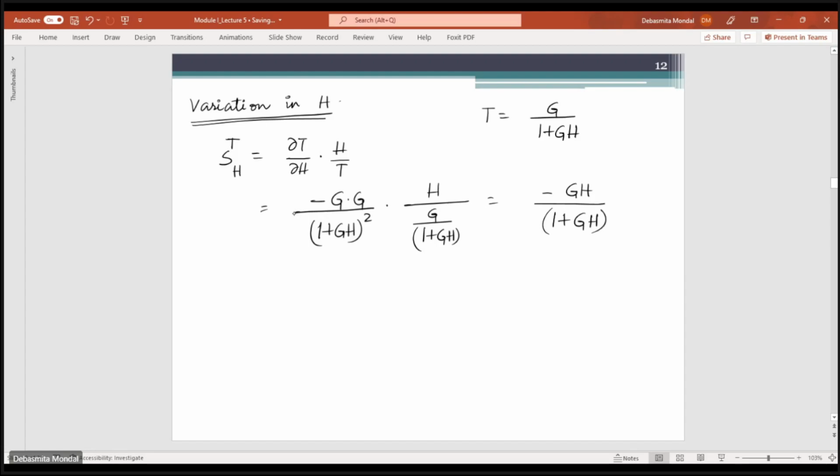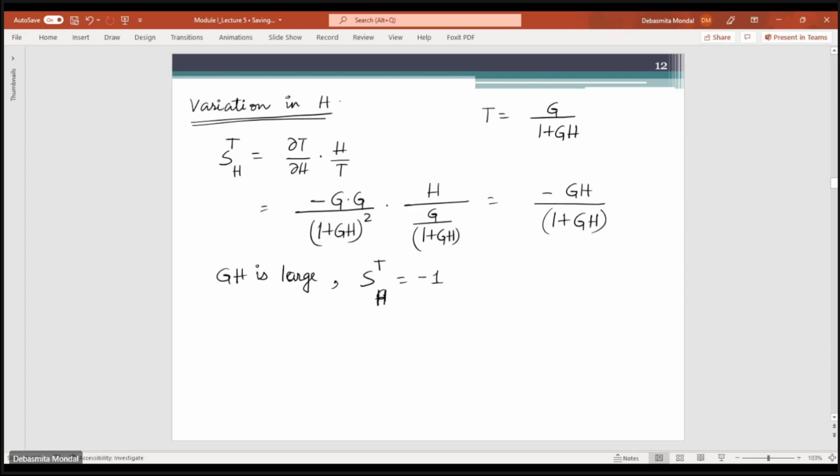Now if the value of GH is very large, then we can ignore the term 1 and say that the sensitivity S_T^H will be equal to minus 1. So that means if there is any change in the value of H, that gets directly reflected in the output, because S_T^H is equal to minus 1.